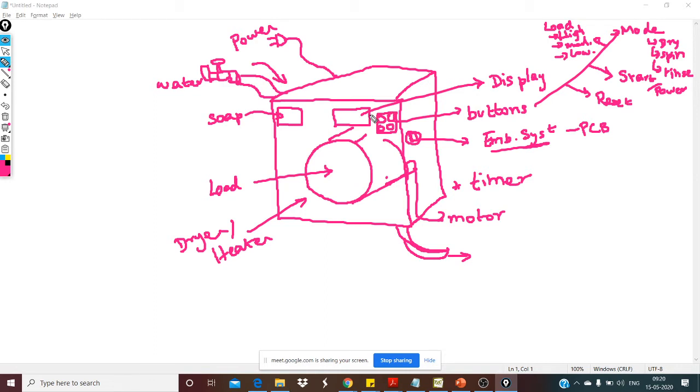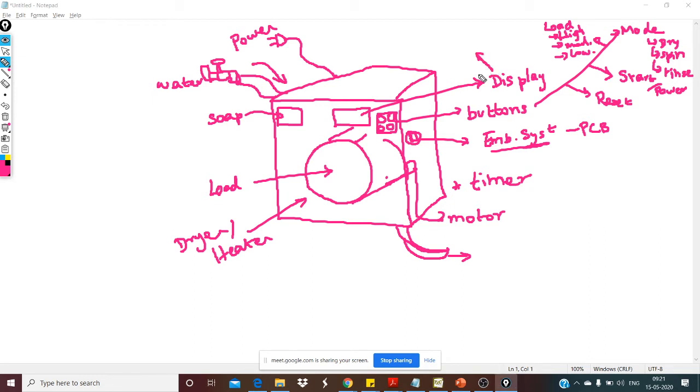So now coming to the display, I think this covers most of the buttons. We might have left one or two, but this covers most of them. In the display, what should you display? It will display the remaining time while washing the clothes. So what kind of display do we need here?